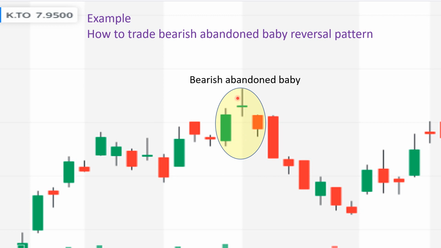After this, you see the trend start going downward strongly. In order to trade, you have to wait for the next bearish candle that drops below the close price of this bearish candle in the pattern, and then you put your stop loss 1 or 2 ATR above the high of this pattern, or you can put it above the high of this bearish candle, maybe 1 or 2 ATR. That's how you trade the bearish abandoned baby.